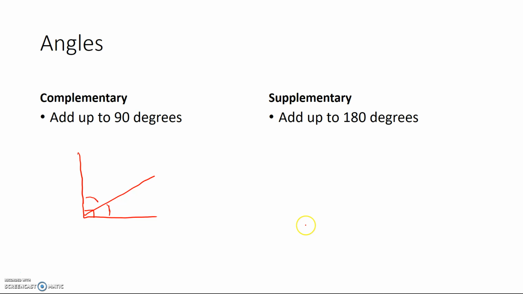Similarly, supplementary is 180 degrees. 180 degrees basically gives you that flat line. If I open all the way, it gives me a flat line. Two angles share a vertex here, and it goes out. So for supplementary, this smaller angle plus this larger angle all together is going to give you 180 degrees. Those are the two big things we want to look out for.